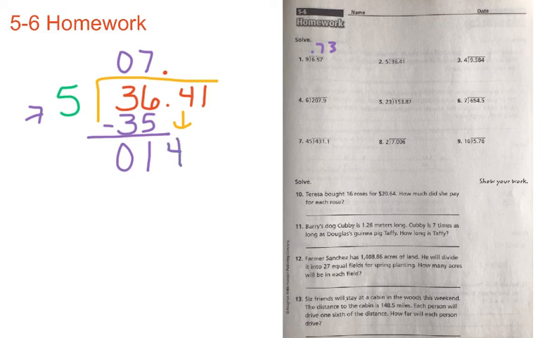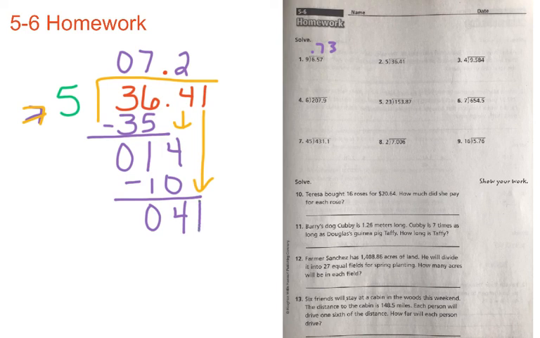5 can go into 14 2 times without going over, and 5 times 2 is equal to 10. And I can go ahead then and subtract. 4 minus 0 is equal to 4, and 1 minus 1 is equal to 0. And I can see that my remainder of 4 is less than my divisor of 5, so I'm good to go again. Let's bring down my next number, and that's a 1. Now, I know that 5 can go into 41 because 5 times 8 is equal to 40. And I can go ahead and subtract. 1 minus 0 is 1, and 4 minus 4 is 0.